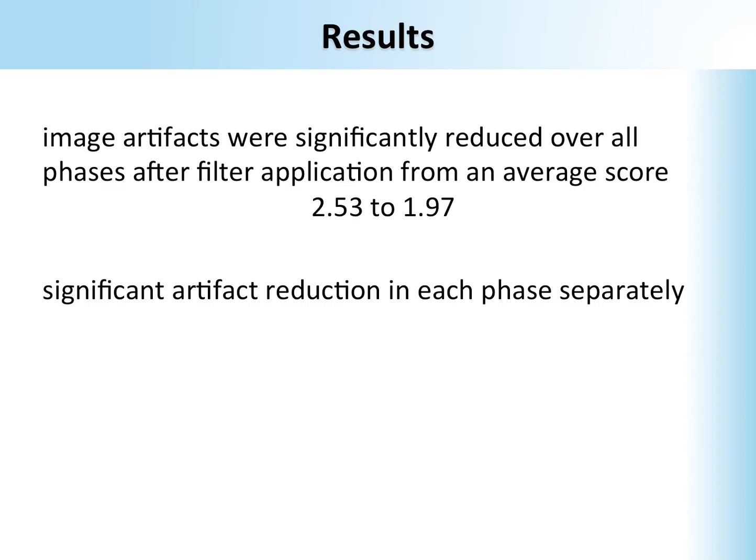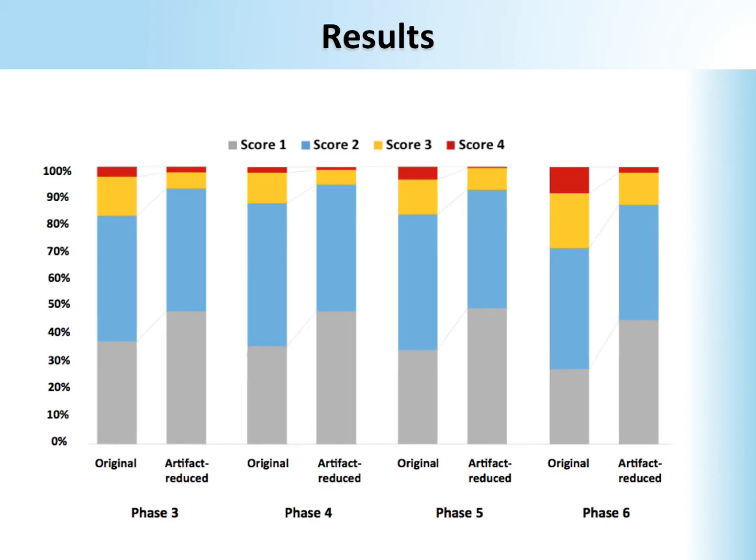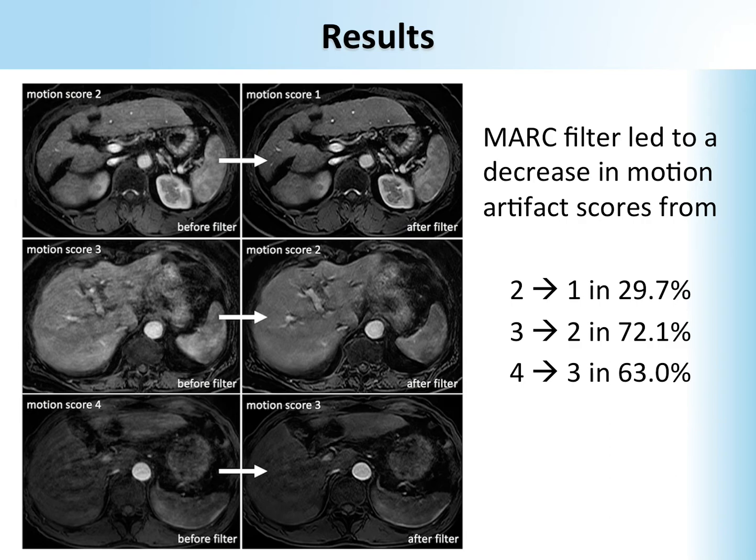So, apart from that, we also saw that a significant reduction in TSM artifacts was also achieved for the native and arterial phases separately, which you can see here in this diagram. So you can see the original and the artifact-reduced images for the pre-contrast and the arterial phases of the 6 phases which were assessed for the different motion scores. And these pictures are quite catchy, I think.